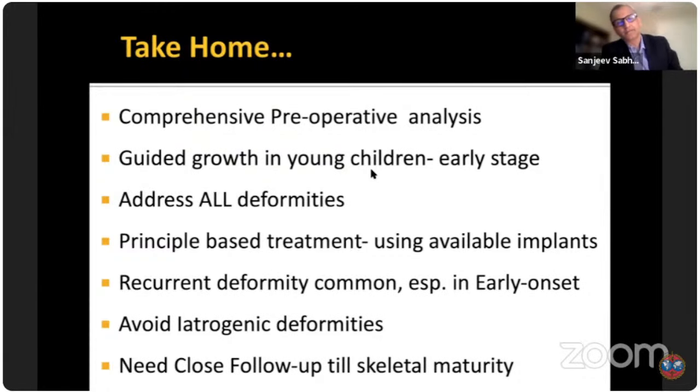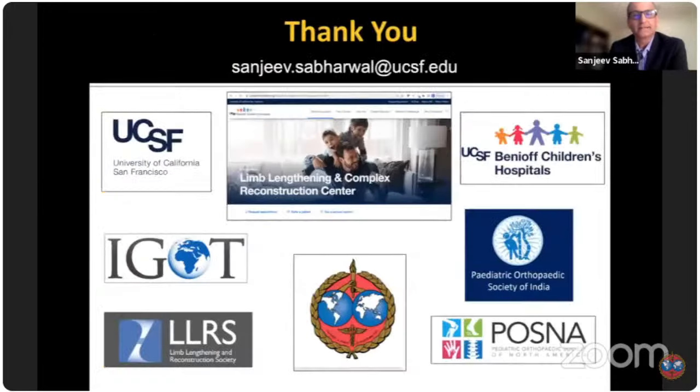Like we've heard from some of our talks today, the treatment for Blount's, like any pediatric deformity, needs to be principle-based, and available implants are dealer's choice and depend on what your environment allows. Recurrent deformity is very common, especially in early onset Blount's, and these children need to be followed regularly till skeletal maturity, especially if you've done guided growth. Avoid iatrogenic deformities. If you're doing an acute correction or even a gradual correction with osteotomies, please be sure to do appropriate translation in both the frontal and the sagittal plane. And once again, you need close follow-up till skeletal maturity.